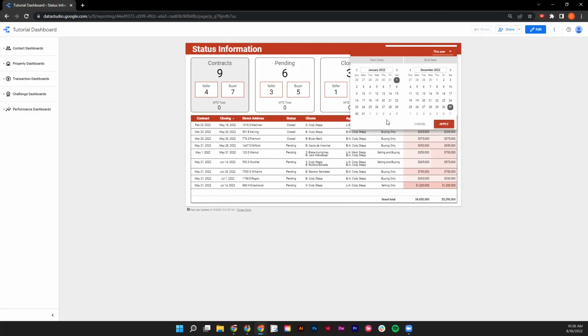Now, on top of that, you have access to a drop-down menu that helps you sort by any given date so that you can better understand how all of these different status information pieces are moving through your system throughout any given date.